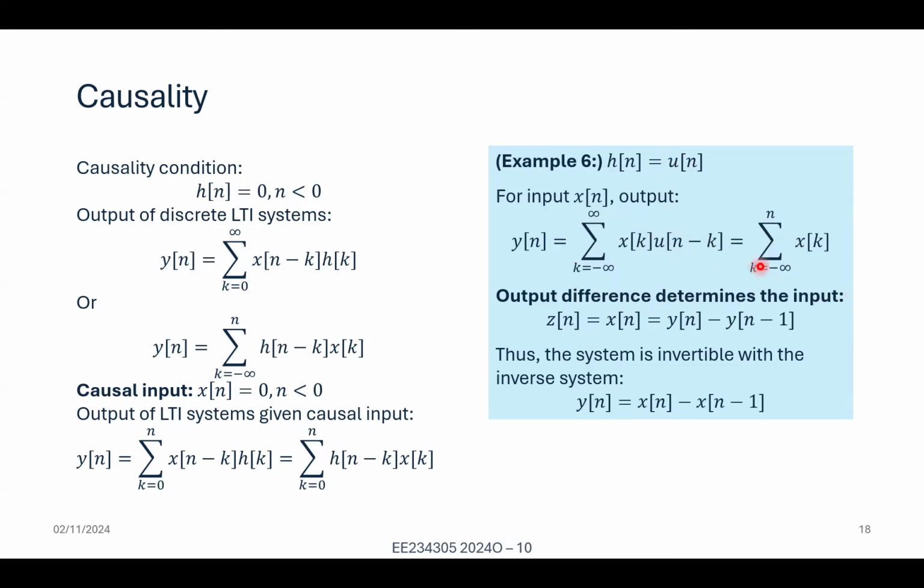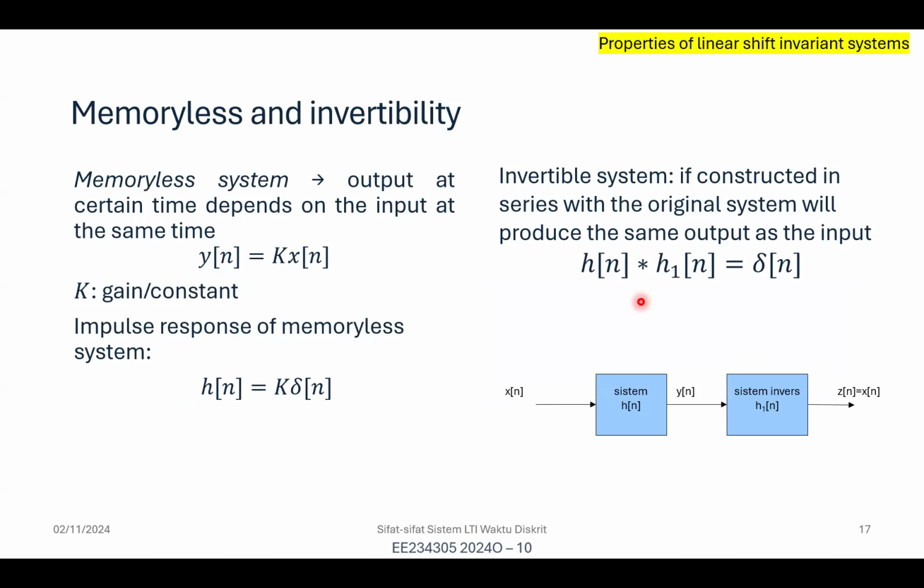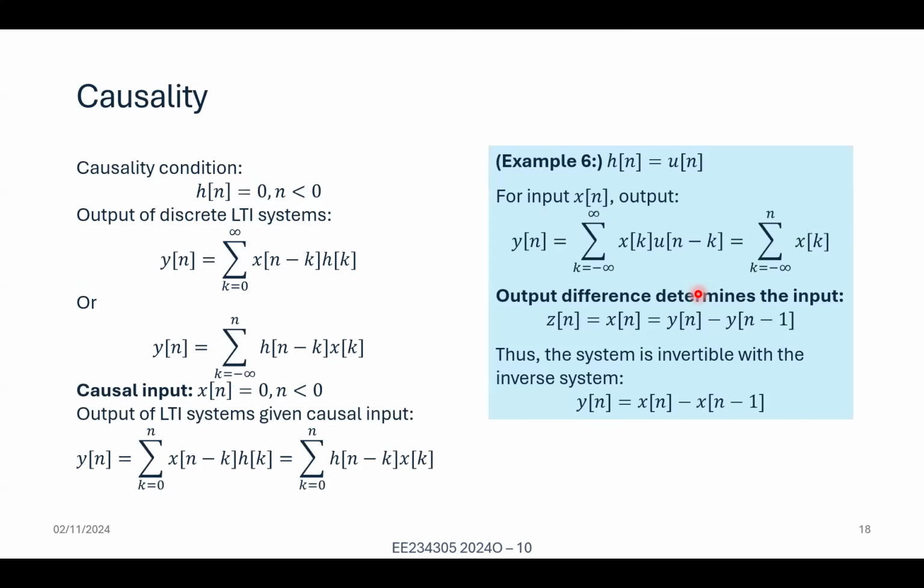Zn here equals Xn, which is the difference between the output. Thus the system is invertible with the inverse system here, Yn equals Xn minus 1. So you have H, you have H1. H1 is the inverse system. So if you have the output here, and if we have the system with the output like this, they will become the input, right? So Zn equals Xn equals Yn minus 1. The system here is invertible with such an inverse system.